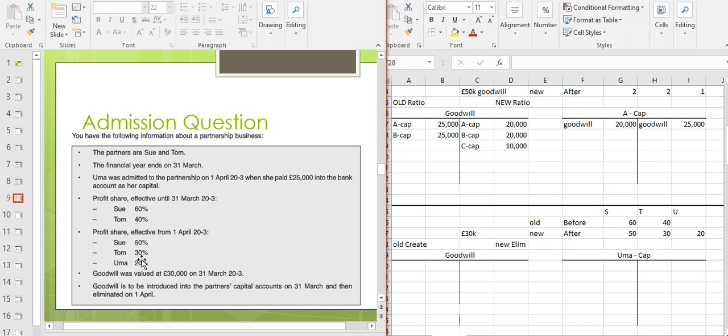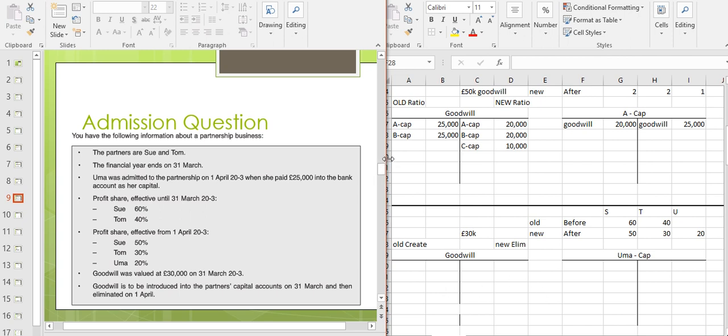Okay, so what I need to do is I need to change my figures here. I've actually made a mistake, I think. Have I made a mistake? No, I haven't. Oh, that's all fine. Let's just check the figures anyway. Sue, 60, Tom, 40 before. After, Sue has 50, Tom has 30, and Uma has 20. Goodwill is 30k. Okay, so we need to do Goodwill, we need to do Uma's account.